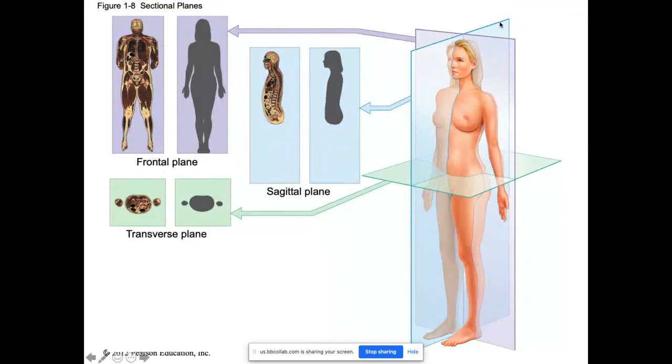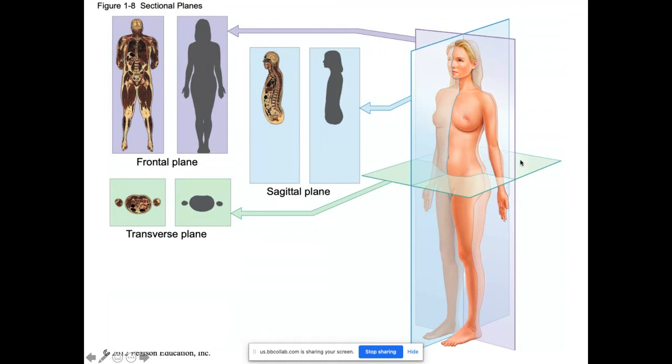If we look at things from this plane, right, going from front to back, dividing the body into a left and right half, that's called the sagittal plane, looking at someone from left to right. If we cut someone in half this way, dividing their body into a front half and back half, like here, that's the frontal, aka coronal plane.